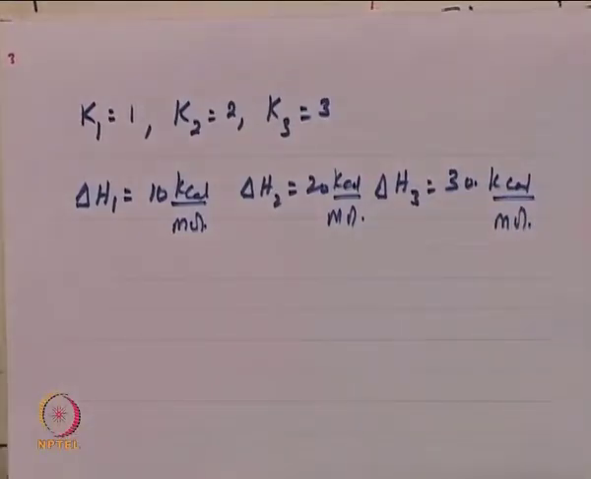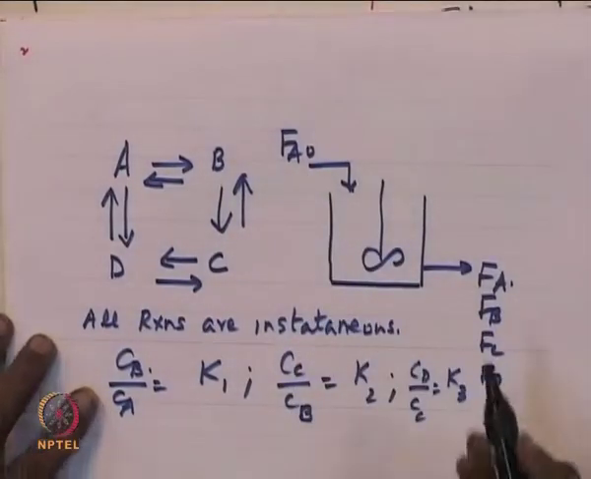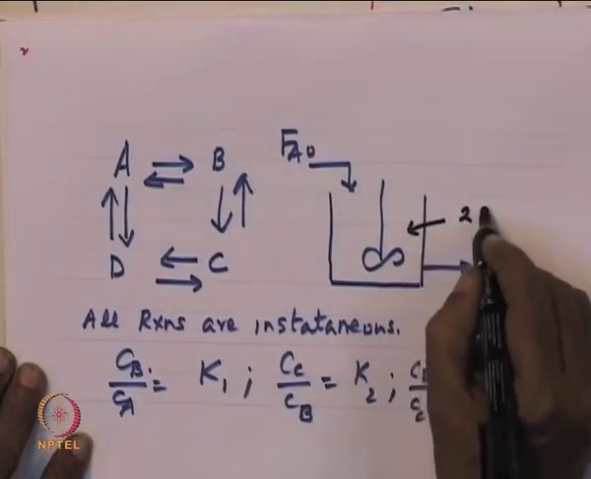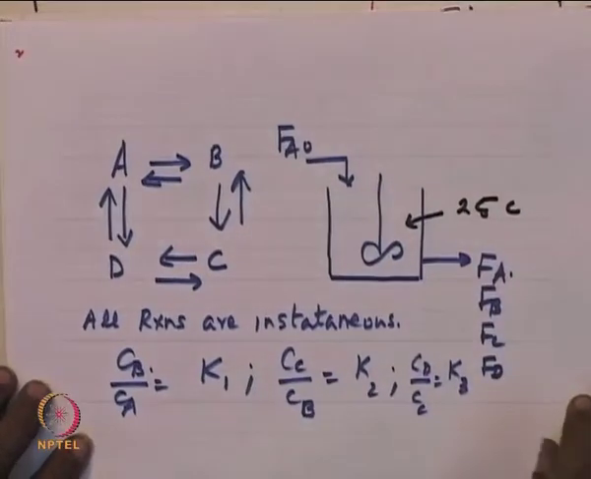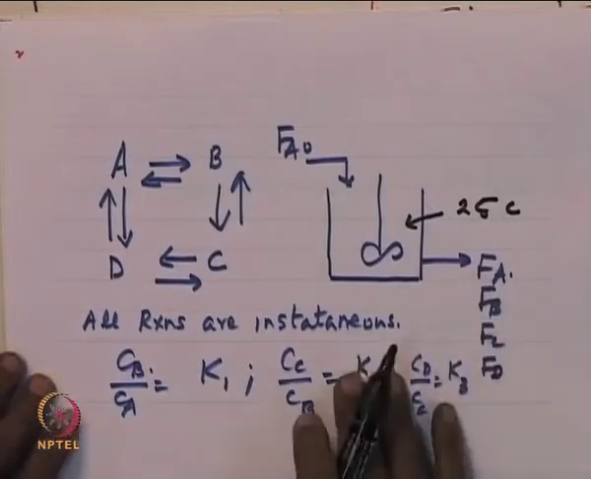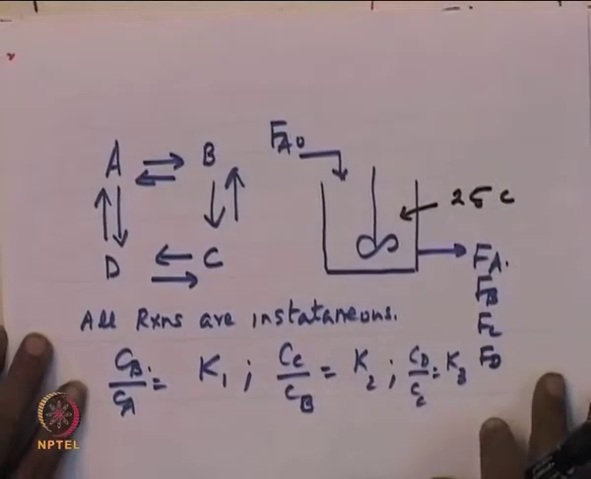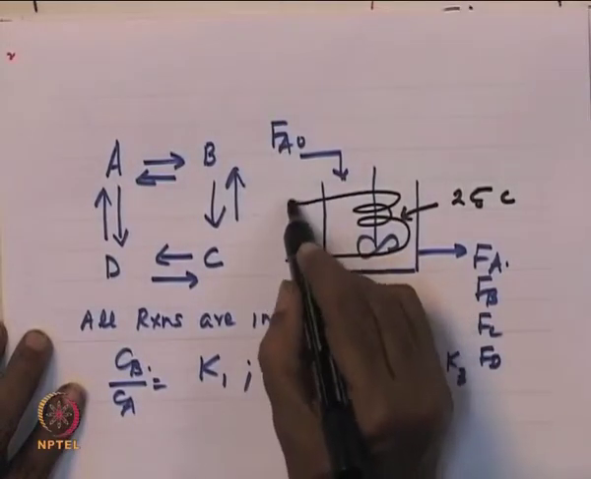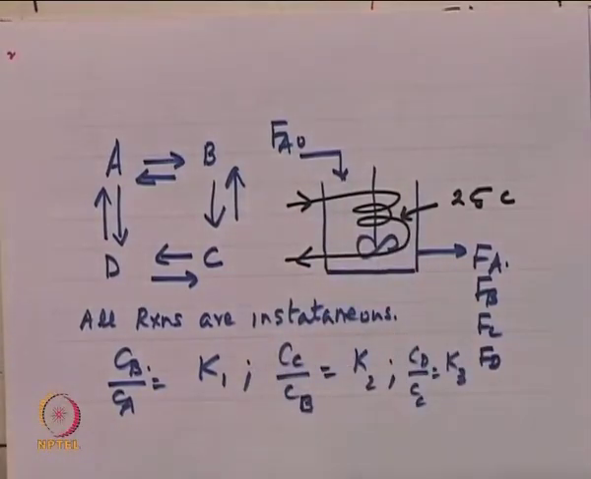What do we have? We have a stirred tank into which A is coming in and going out. The stirred tank is maintained at 25 C. As you can see from the delta H values, all these reactions are endothermic. Therefore, you would expect that this reaction will proceed only if heat is added. So, we expect some amount of heat to be put in for this reaction to take place.